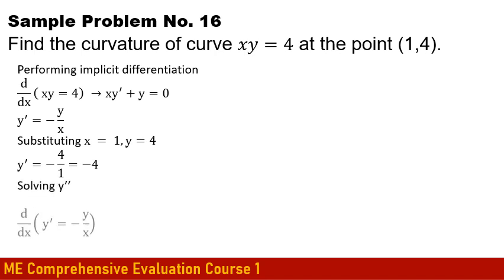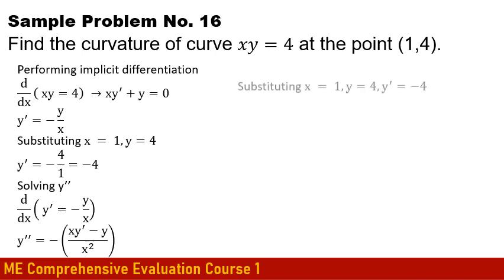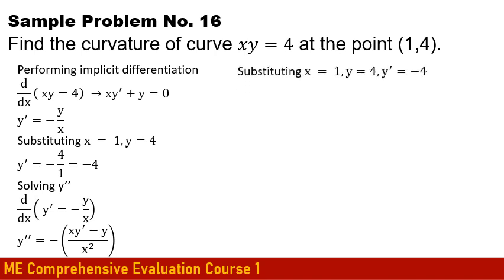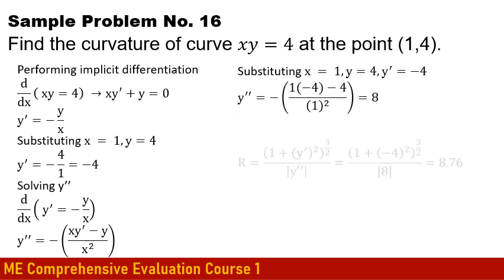So solving for y prime prime, that is just the derivative of y prime. Our y prime is negative y over x, so our y prime prime is negative x y prime minus y over x squared. If you look at it, it is just the quotient rule. So now that we have the y prime and y prime prime, we will substitute the value of x, the y prime, and the y that you already obtained. Where x is equal to 1, y is equal to 4, y prime is negative 4, our y prime prime is equal to 8.